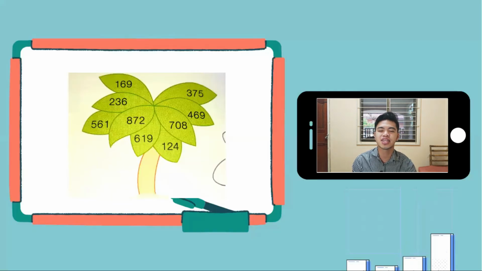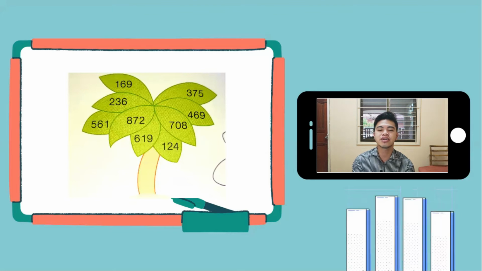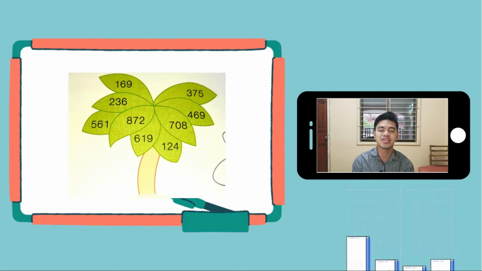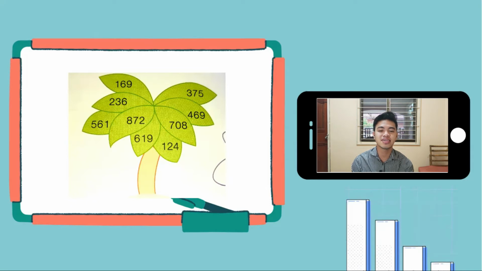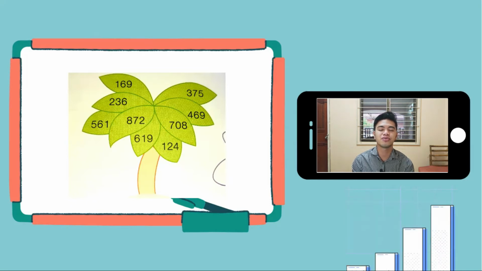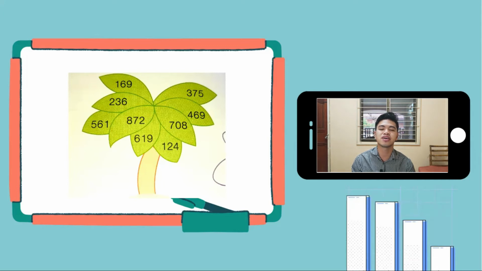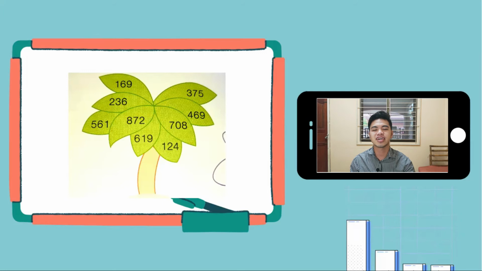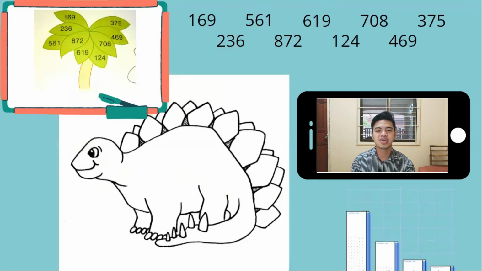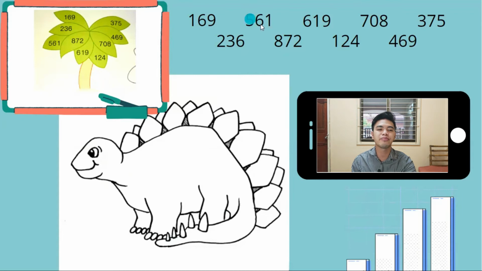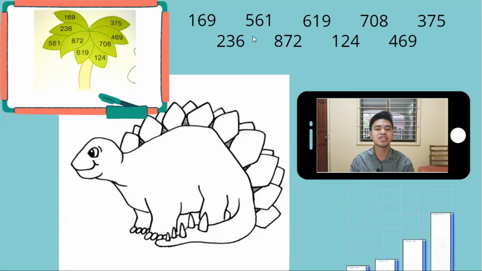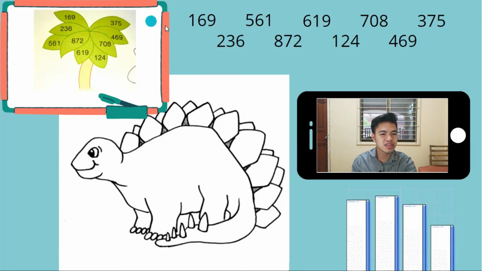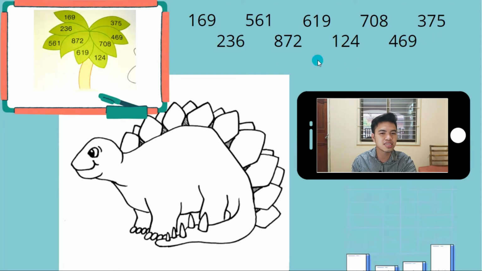Here are the numbers that we have: 169, 236, 561, 872, 619, 124, 708, 469, and 375. These are the numbers that we are going to arrange onto the Stegosaurus. Here is the Stegosaurus, and here are the numbers. I arranged them up here so that it will be easier to be seen. Which is the smallest number? Let's look at the numbers and find out which is the smallest.